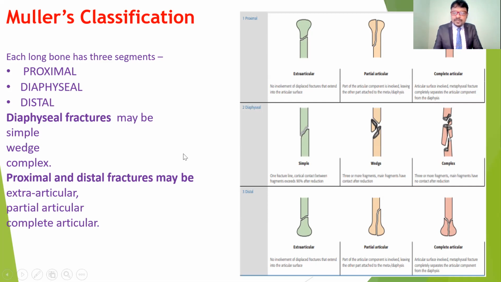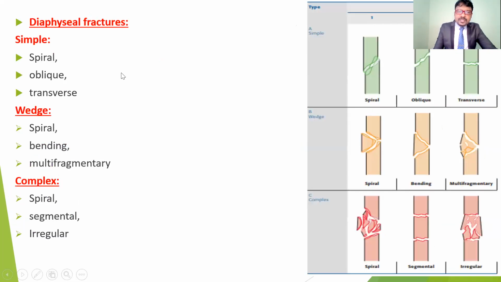So the proximal and distal fractures may be divided into extra-articular, partial articular, and complete articular. We can see these in the proximal and distal parts of the long bone. And the diaphyseal fractures, the three types we just saw, are again divided into many sub-classifications. The simple ones are divided into spiral, oblique, and transverse fractures. The wedge involves more than two fragments, so it is spiral, bending, and multi-fragmentary, again three types.